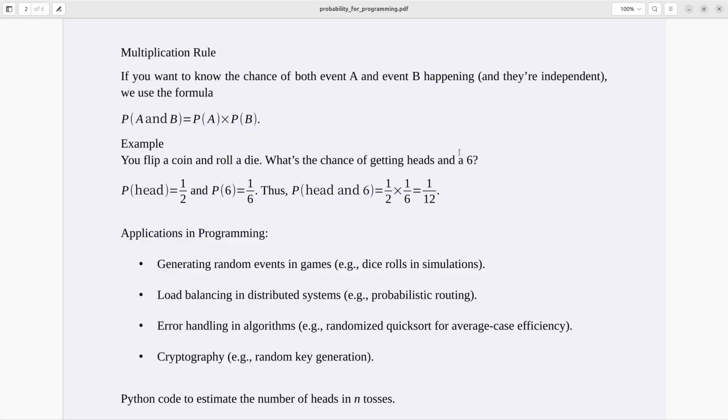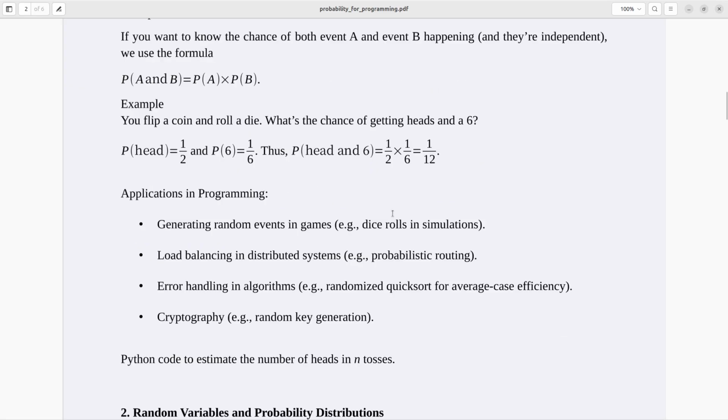So if we know that the two events are independent of each other, and if we want to find out the probability of both things occurring together, I just need to apply the multiplication rule here to do P of head and 6 equals 1 over 2 times 1 over 6, which is equal to 1 over 12. So to get a head, we have one head out of two faces of a coin, okay? And to get a 6, we have one 6 out of the 6 faces of a die. That's why we have 1 over 2 and 1 over 6 as the individual probabilities, okay?